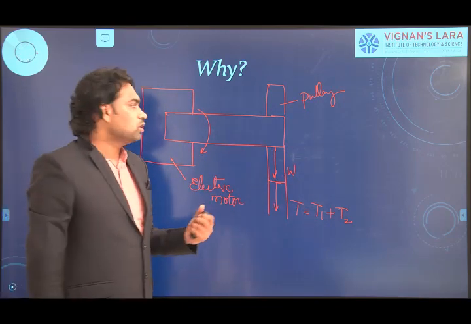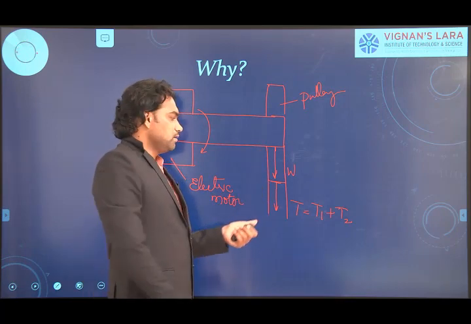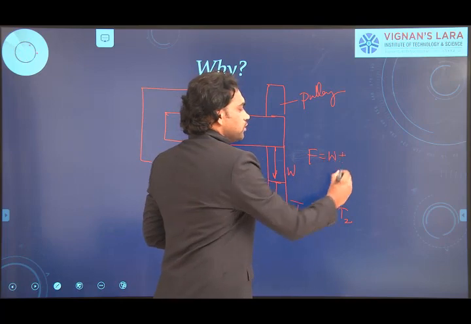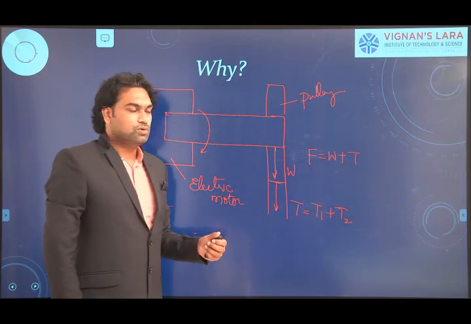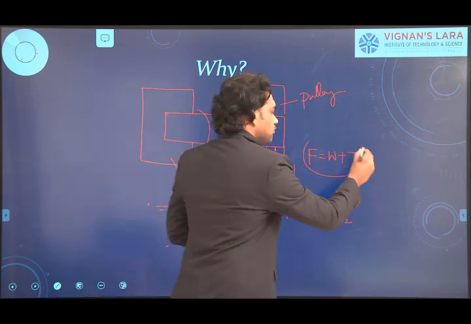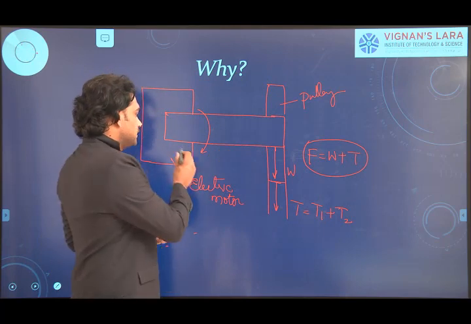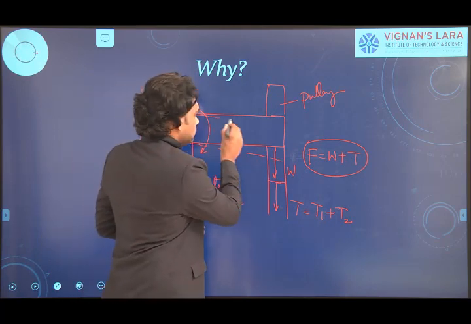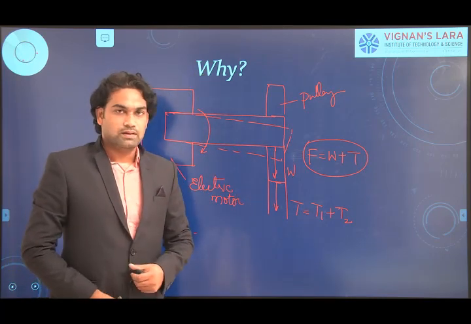Clear? So the total force acting at the free end of the shaft at the pulley is given by the total weight of the pulley plus the tensions acting at the pulley. Due to the force F, the total force acting at the pulley, the shaft may tend to deform. There is a chance of deformation in this fashion. Clear?